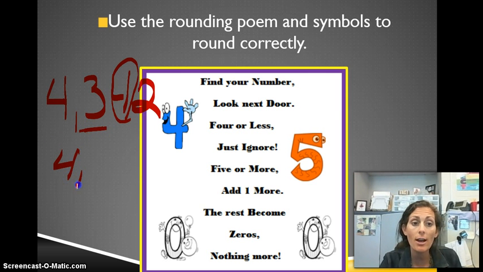So we will have 4,300, and what's circled is going to become a 0, and so is the next digit. And it says the rest become zeros, nothing more. So that's the poem kind of with the steps to help you with that.